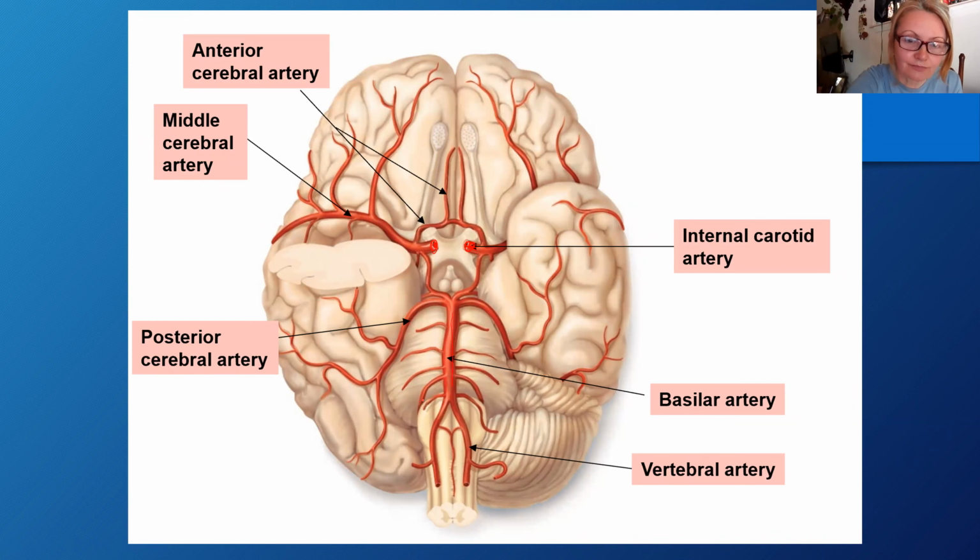Okay, so this is the inferior part of the brain. So you can see the basilar artery and internal carotid artery. They form a connection, an anastomosis, and it's called the circle of Willis. Then they branch to posterior cerebral arteries, middle cerebral arteries, and anterior cerebral arteries.